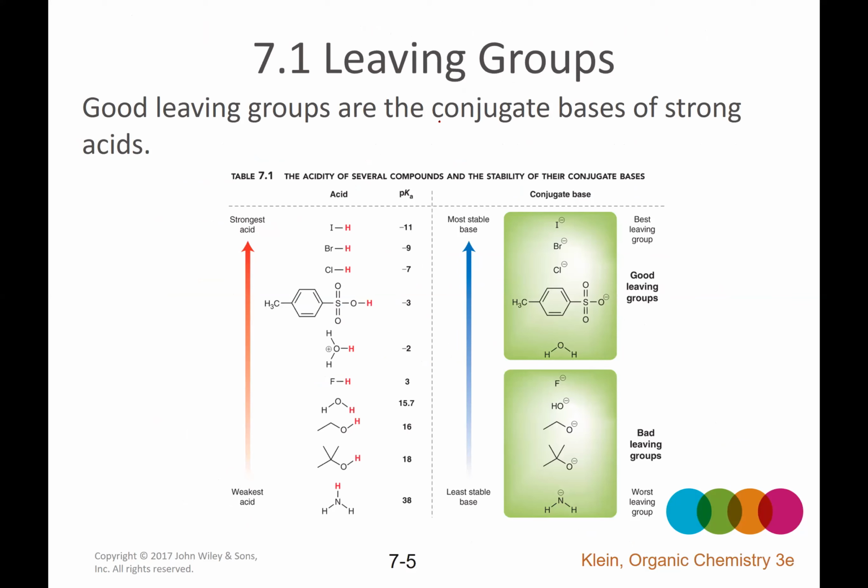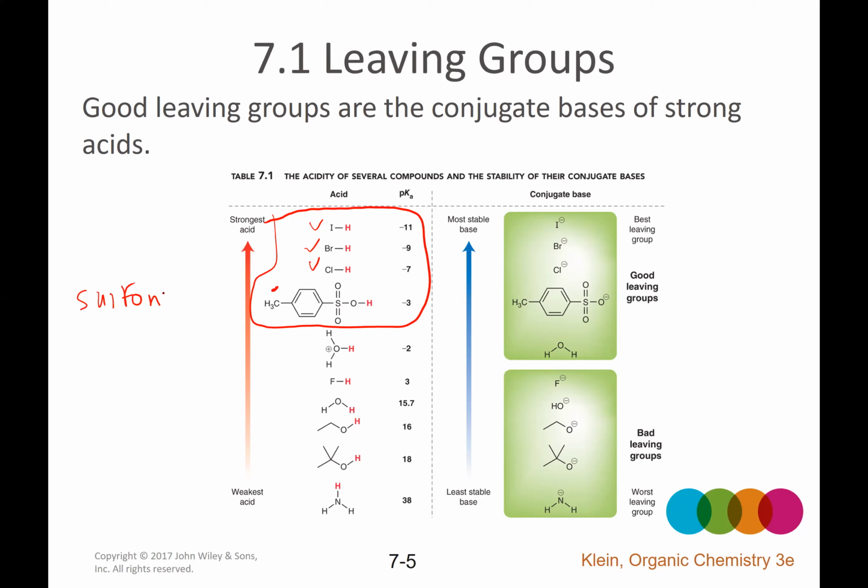So these are a bunch of different leaving groups. These are groups that can be displaced by nucleophiles in a substitution reaction or replaced by nucleophiles. And if you notice in this top group here, these are all strong acids. This is HI, HBr, HCl. This thing here is called a sulfonic acid.